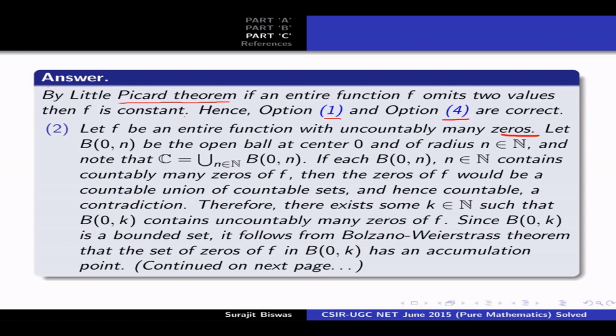Let B(0,n) be the open ball at center 0 and of radius n, and note that C can be written as a countable union of these open balls. If each B(0,n), n belongs to N, contains countably many zeros of f, then the zeros of f would be a countable union of countable sets and hence countable, a contradiction. Therefore, there exists some k belonging to N such that B(0,k) contains uncountably many zeros of f. Since B(0,k) is a bounded set, it follows from the Bolzano-Weierstrass theorem that the set of zeros of f in B(0,k) has an accumulation point.